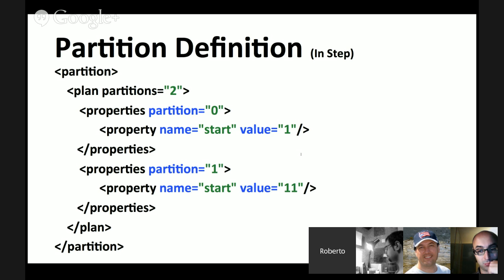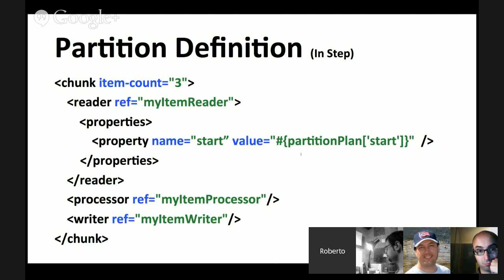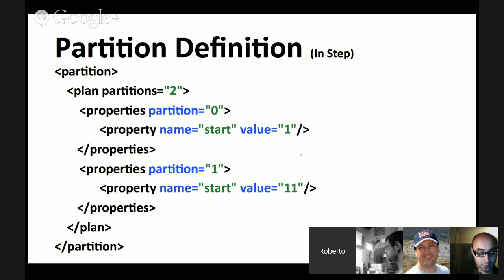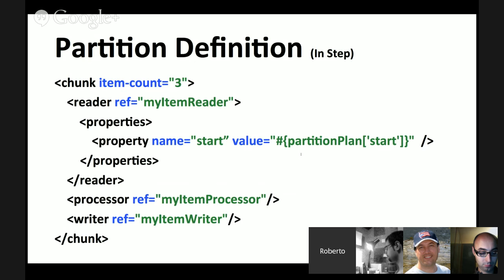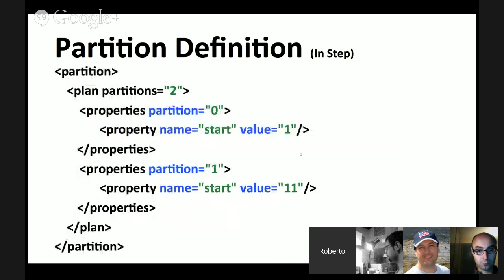I hope I wasn't too complicated here, but looking now at the chunk, this is probably going to be easier to understand. So imagine that I have an item reader that's going to start reading data from some database, from some type of record. And as you can see here, I'm passing the property that I defined on the partition plan as a property, start. So I'm saying here that partition 0 is going to start from element 1, and partition 1 is going to start from element 11.